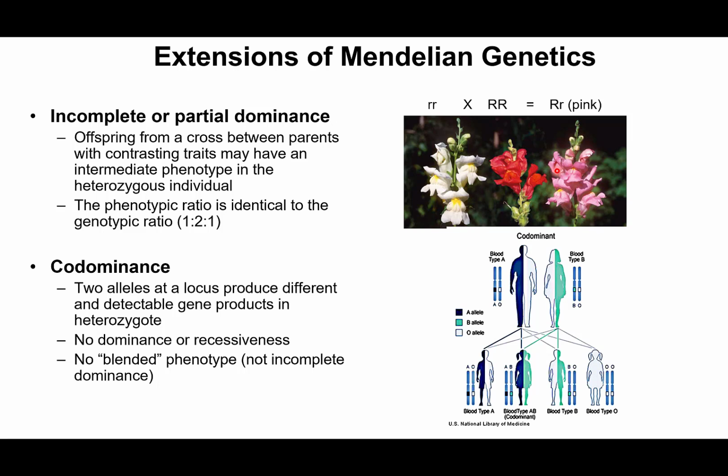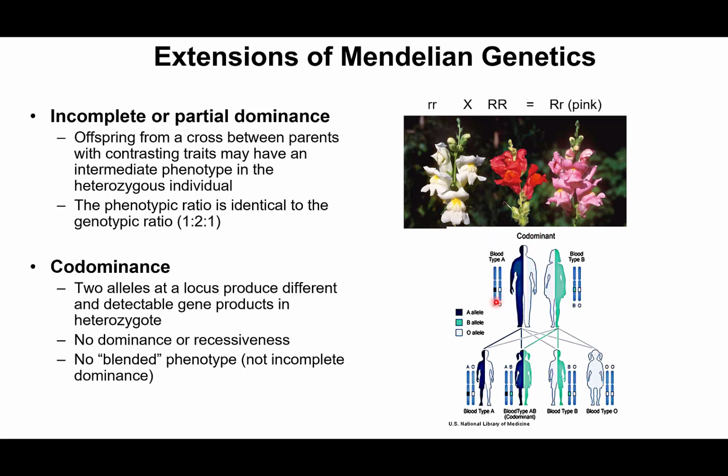Another aspect that we have is what we call codominance, in which we have two alleles at a locus that produce different and detectable gene products in the heterozygous. So we don't have dominance or recessiveness, and we're not blending. The best example that I can give you guys for this one is blood type, right? So in blood type, we have a series of immunoglobulins that produce antigens. So we have the A, the B, and then the immunoglobulin without any antigen, the O.